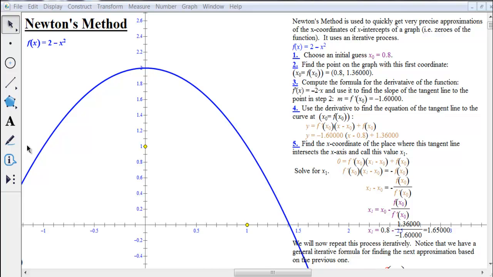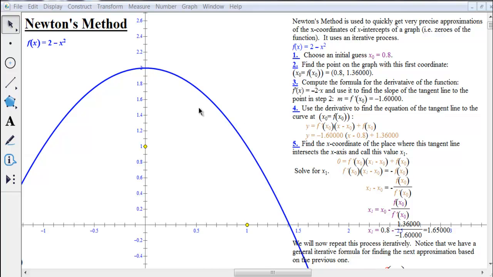In this video, we're going to be using the program Geometry Sketchpad and a sketch that I've created there to help illustrate the idea of what's going on with Newton's method, sometimes called the Newton-Raphson method. Now, what happens in Newton's method is we're going to try to approximate the x-intercepts of a graph of a function, or sometimes these are called the zeros of the function.